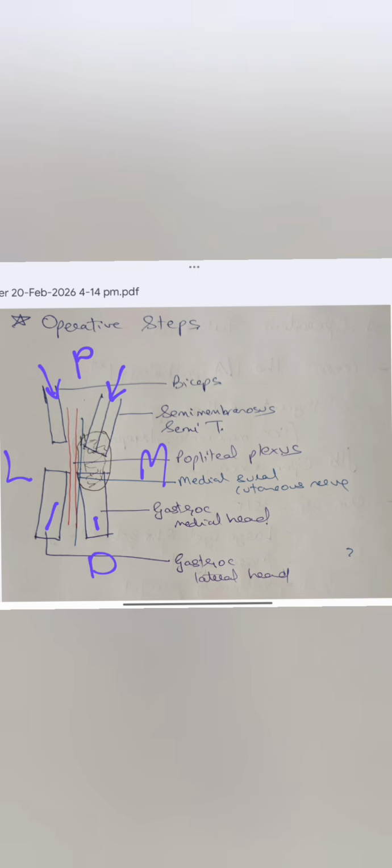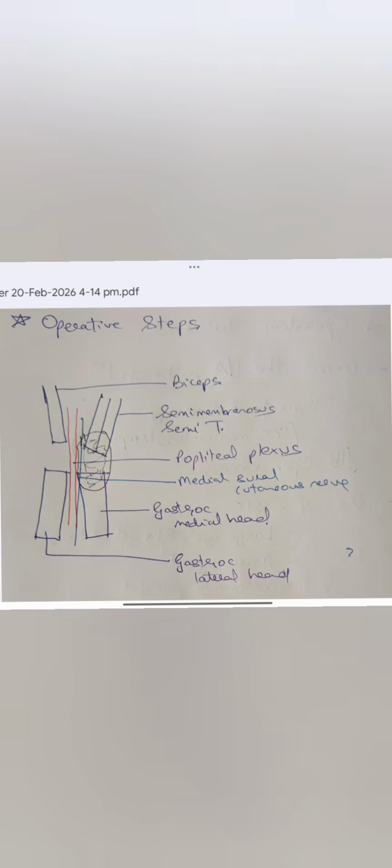And the most important part which we are worried of is the popliteal plexus. This part is the popliteal plexus. Okay, and in the middle there is the medial sural cutaneous nerve, which can act as a landmark or intraoperative guide for the location.